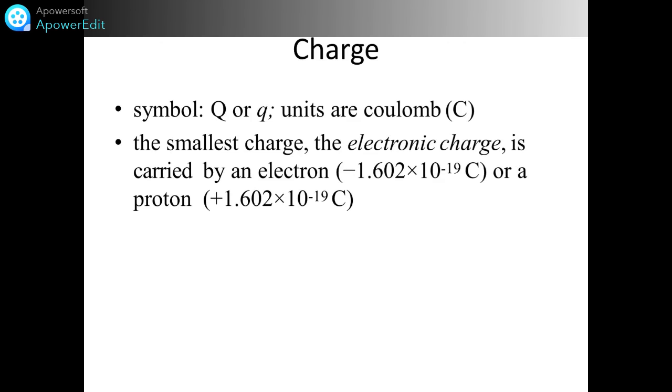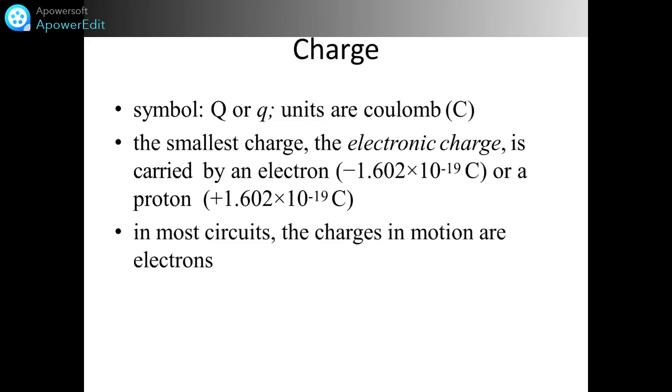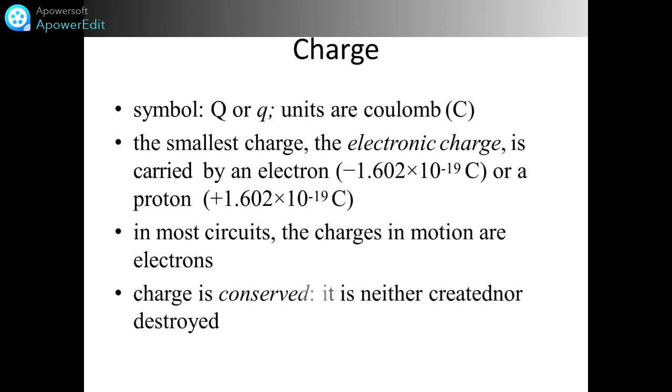Charge is the smallest charge in the electric system. The electron charge is numerically minus 1.602 times 10 power minus 19 coulombs. A proton has the opposite charge of an electron, which is plus 1.602 times 10 power minus 19 coulombs. In most circuits, the charges in motion are electrons. So the material's electrical characteristics depend upon the motion of the electrons.